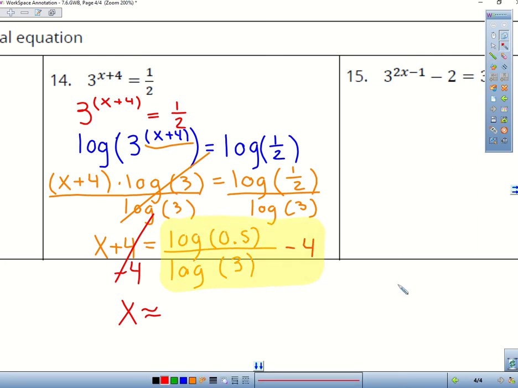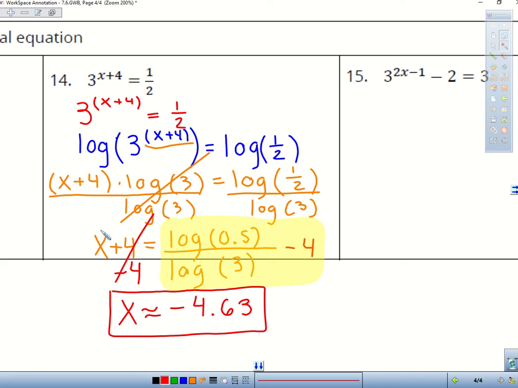So, in your calculator, you're going to type in 0.5. You hit the log button. Divided by 3 log equals, and then subtract 4. So you're going to get a pretty messy decimal. Negative 4.63. Everybody get that? Okay. And you could always check your work by plugging it back in to verify that you get the same answer.